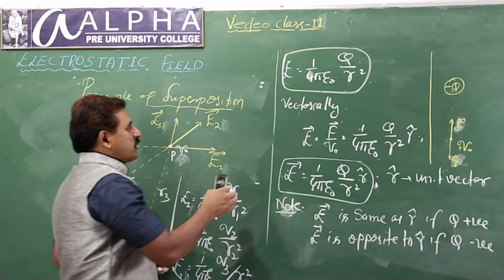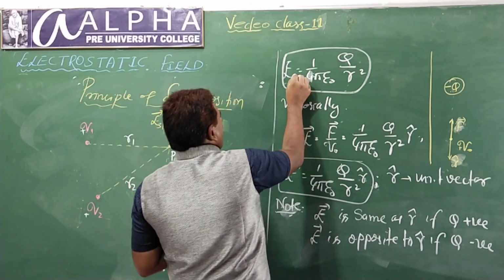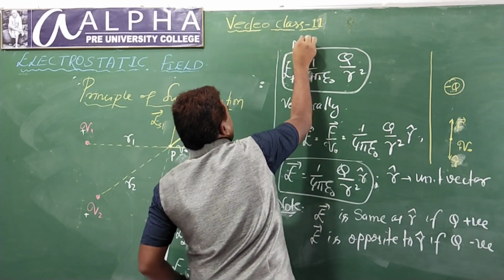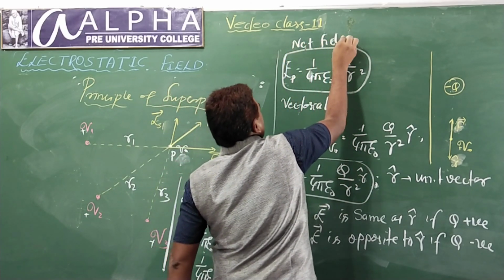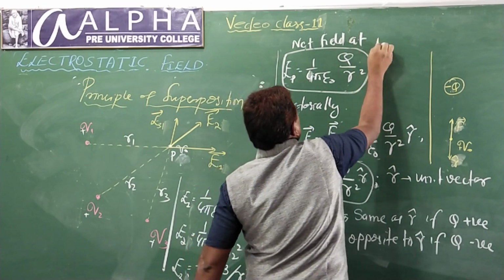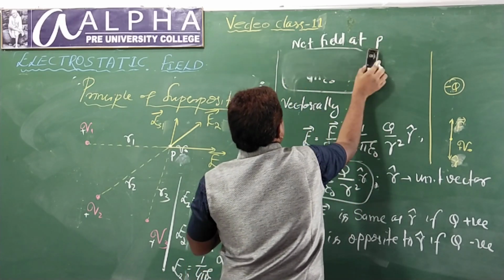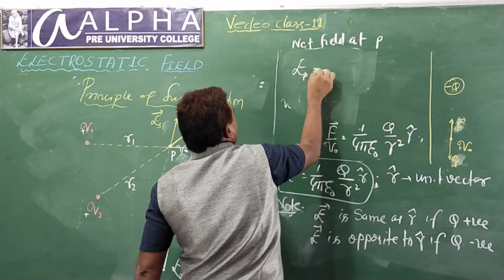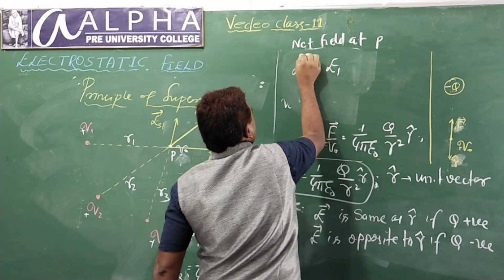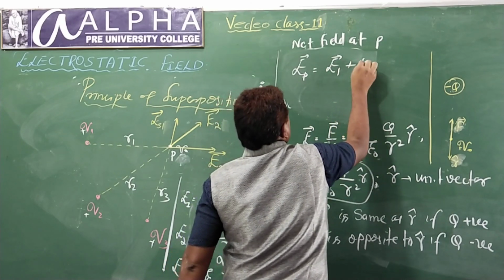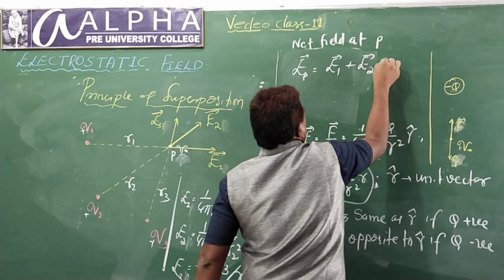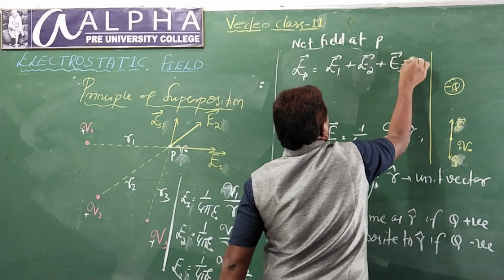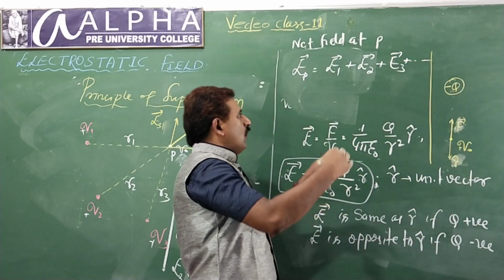Then what is the total field? Total field at P, net field at P. Net field at P is written this way. How do you write it? You write EP is equal to E1, with arrows, plus E2 plus E3. If you have one more, E4 and so on.